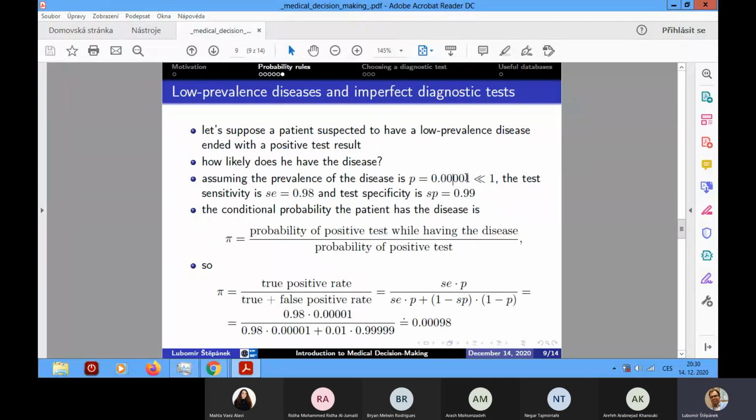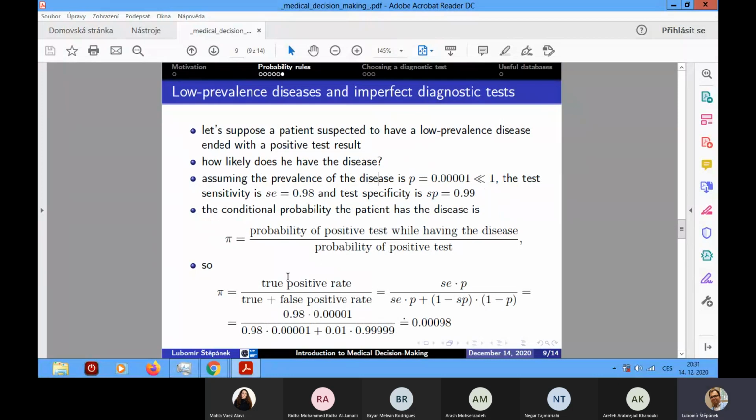For example, there will be just 10 to the power of minus 4, which is the estimation of the prevalence of HIV. Yeah, it's just 10 to the power of minus 4. If it's 10 to the power of minus 5, it could be, for example, a genetic syndrome or something like this.